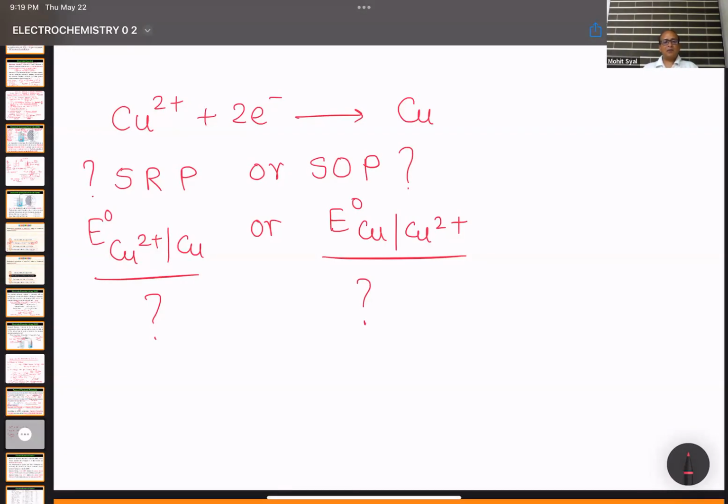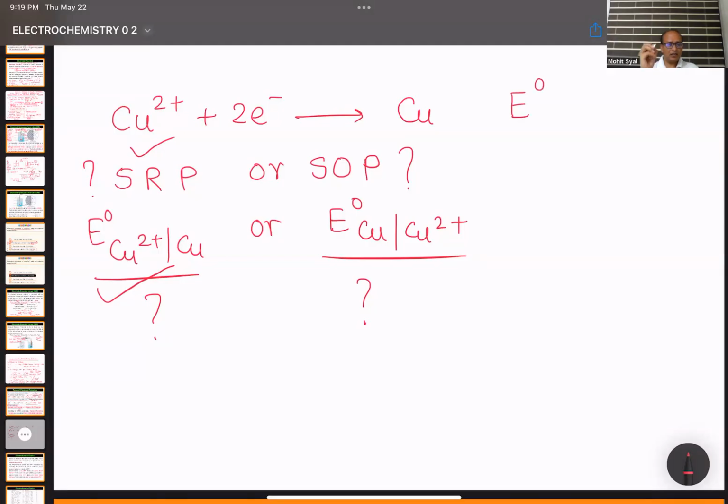Yeah, this equation is representing SRP or SOP. Who is going to help me out? The reduction. Yeah, this is reduction happening. This is SRP.